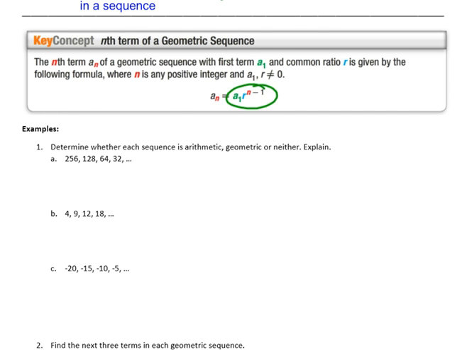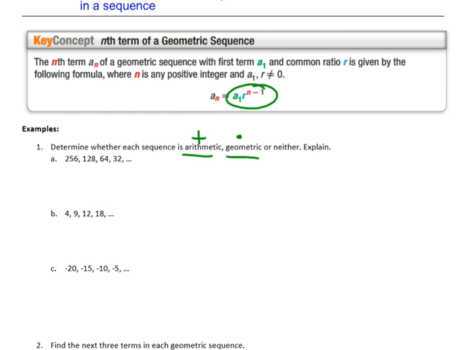First, I want to be able to just identify: is it arithmetic, which means it's adding or subtracting, geometric, which means it's multiplying, or neither. So if I look here, first of all, we're going down. To get from this one to this one, I have a couple of ways to look at it. First, I'm going to check, is it an arithmetic sequence? If I do that, I'm going down by 128. If I did that again, I should end up at 0, and clearly I didn't. So we're not adding a common difference of negative 128.